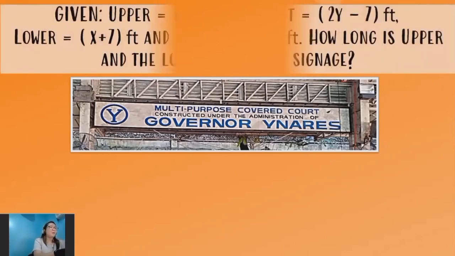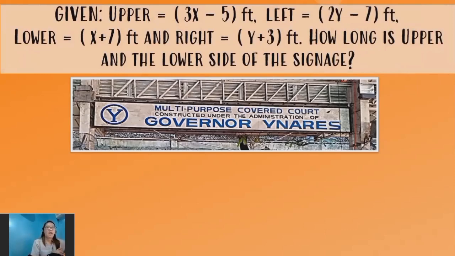Now, this is the problem that I want you to answer. I'll give plus points to anyone who can answer here. The given is that the upper part of the rectangular signage is 3x minus 5 feet. The left side is 2y minus 7 feet. Lower, x plus 7 feet, and right part is y plus 3 feet. How long is the upper and the lower side of the signage that is found in our covered court? Once you have the answer, you can give it to me. The question only asked how long the upper and the lower part of the signage are.